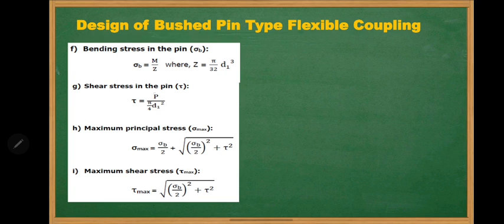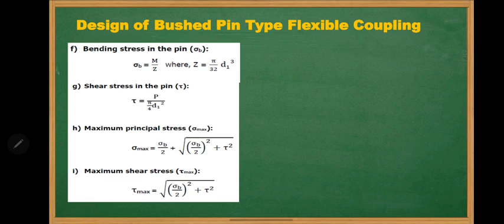Next is shear stress in the pin. Again, for stress the basic formula is tau equals force upon area. The resisting area becomes pi by 4 d1 square. This is the equation of shear stress.